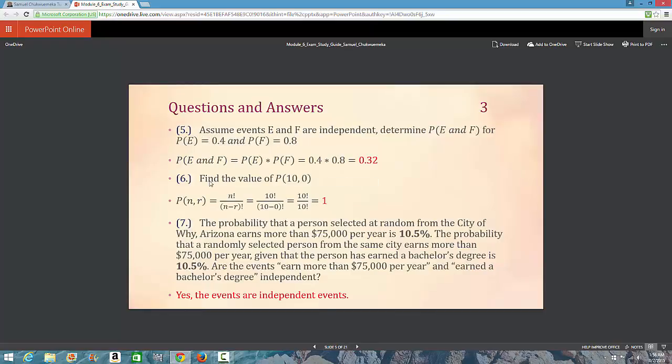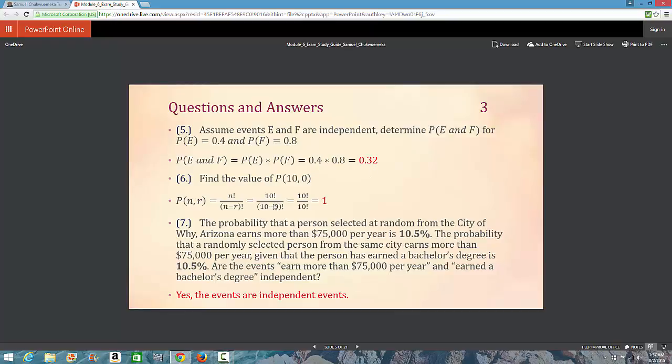Question 5. Assume events E and F are independent. Determine the probability of E and F. And you're given that the probability of event E is 0.4 and the probability of F is 0.8. So this is the multiplication law for independent events. So you just multiply those two probabilities, 0.4 times 0.8, and that gives you 0.32.